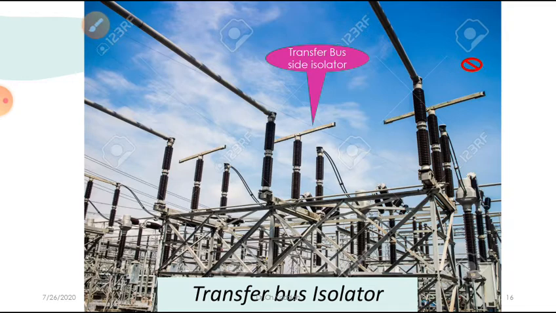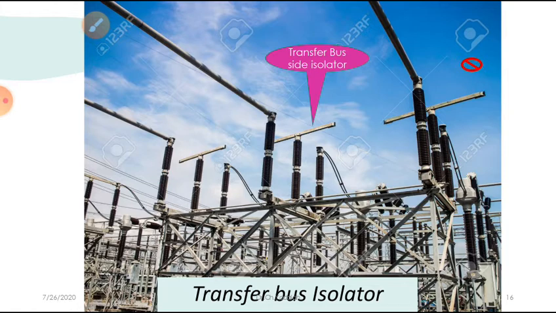So these are the classification of isolators. Isolators are classified based on location. If the isolator is placed in the bus, we can say it is a bus isolator. If it is placed in the input line, that is a line isolator. If it is placed in the transfer bus, it is a transfer bus isolator. So these are some ideas about isolators.